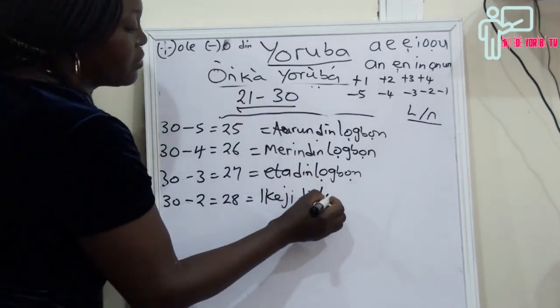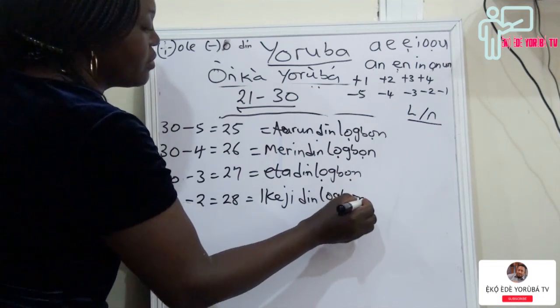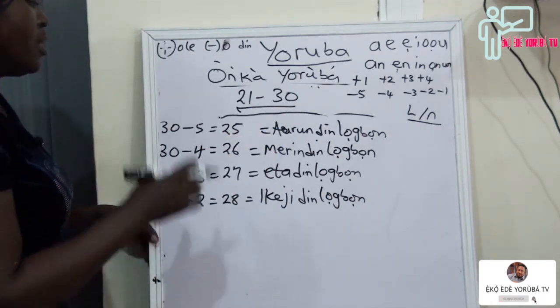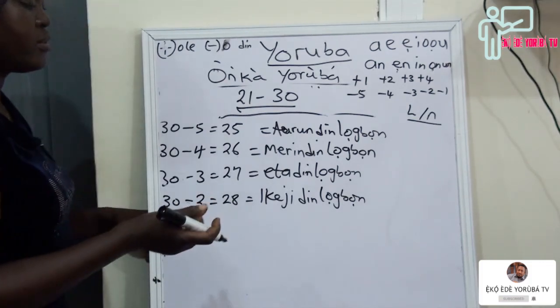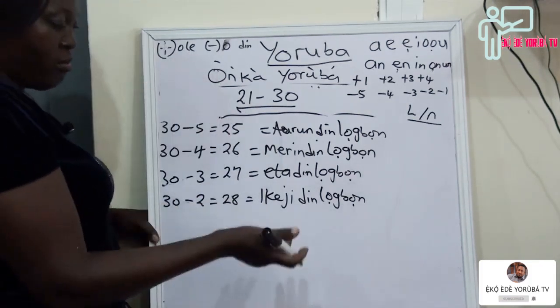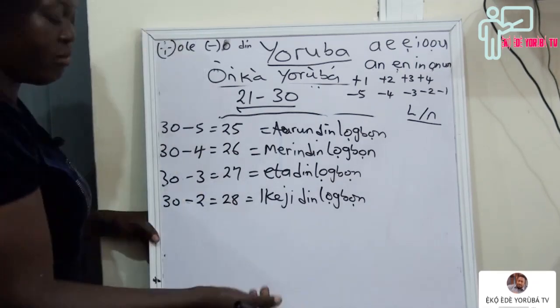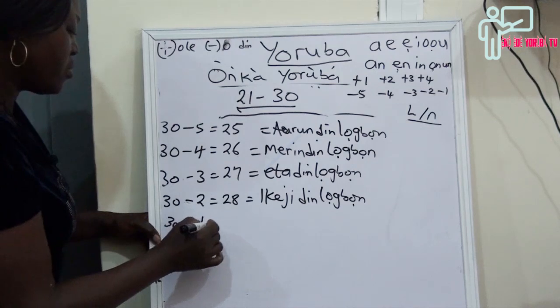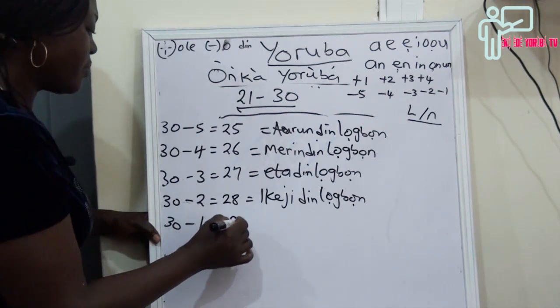Ìkejìdínlọ́gbọ̀n. Méjìdínlọ́gbọ̀n. Èjìdínlọ́gbọ̀n. So this one also, 30 minus 1, which is 29.